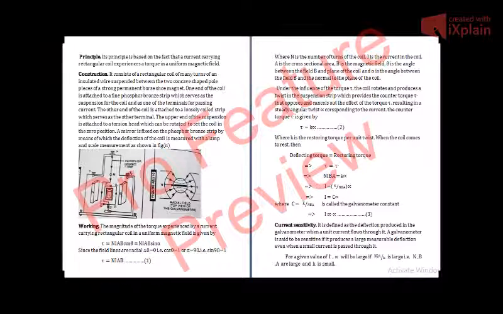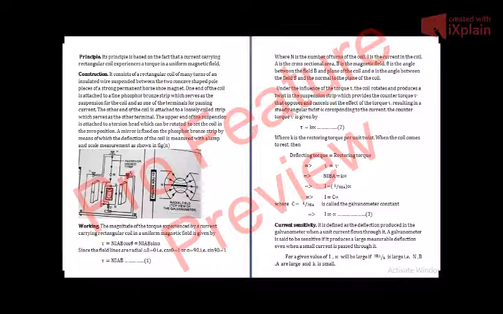Now construction: it consists of a rectangular coil of many turns, not of one turn, of an insulated wire suspended between the two concave-shaped pole pieces of a strong permanent horseshoe magnet. As you might have seen the shoe of a horse, or you can go to the blacksmith, he will tell you the shape of it. It is semicircular. The shape of the shoe of a horse is semicircular.